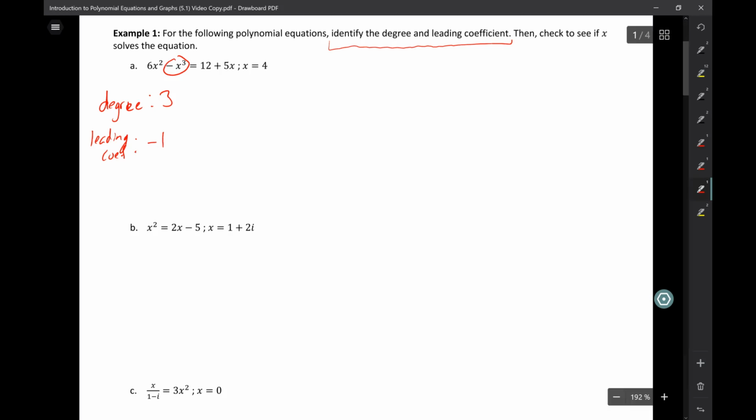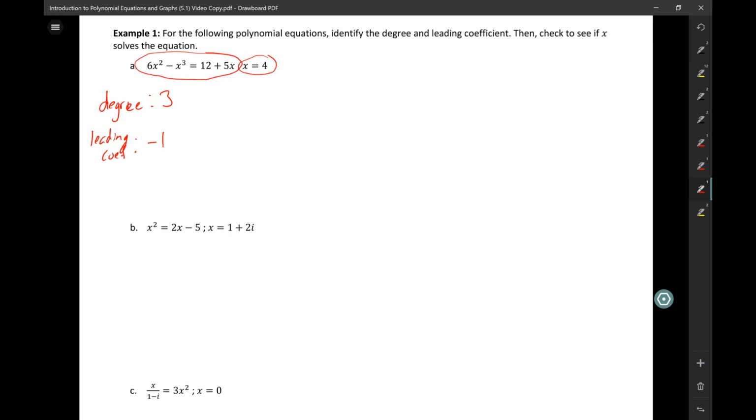Now when they ask you to check to see if x solves the equation, we want to see if, when we substitute in a numerical value for x, in this case x equals 4, into the original equation, we get a true statement. If so, we say that x solves the equation. It's actually a solution to the equation. So everywhere you see an x, substitute in the numerical value, simplify, and see if you get a true statement. If you do, it does solve it. If you get a false statement, it does not solve it.